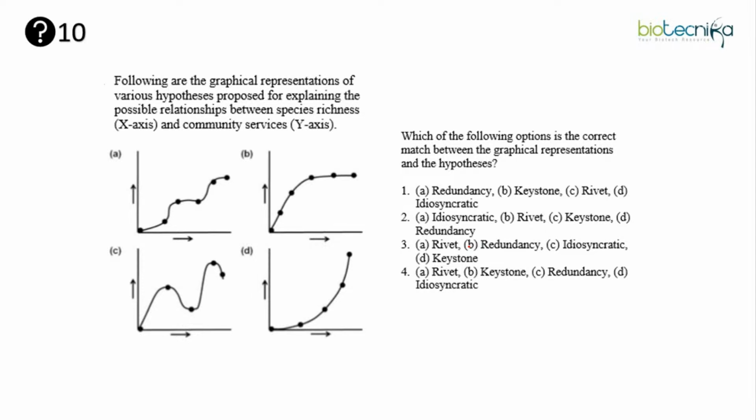Idiosyncratic means there is no connection between addition of species and ecosystem function. So at times you can see that with addition of species, your ecosystem function is increasing. At other times you will see the reverse case happening. Okay, there is no similarity. There is no connection between the two.